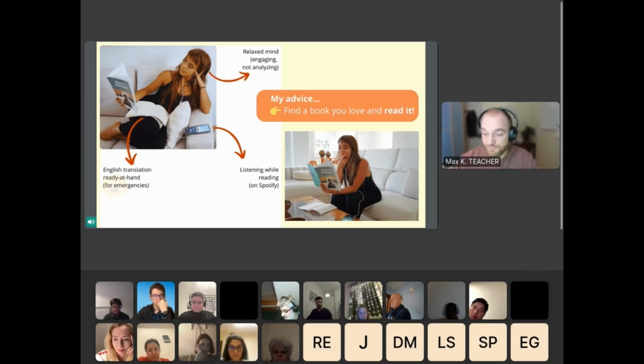According to Krashen, it will also work. A simple book. You can relax your mind, engage into the story without analyzing. You can use a little translation in case you don't understand the book. And you can listen on Spotify. So my book has also an audiobook. That will also work. So videos or something like this.